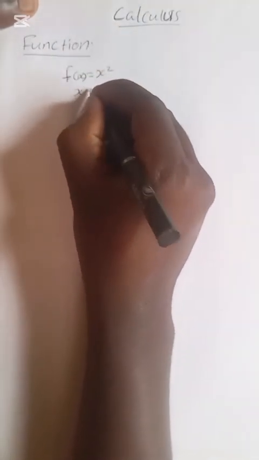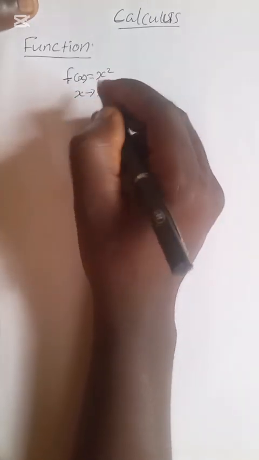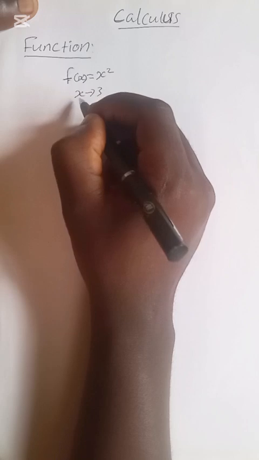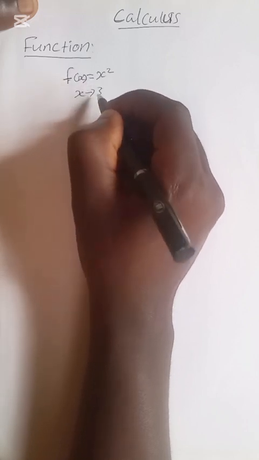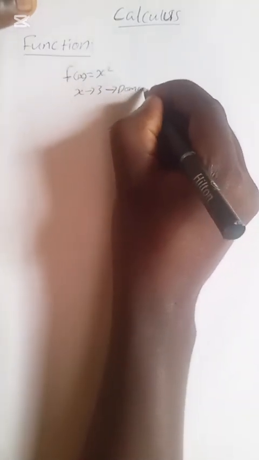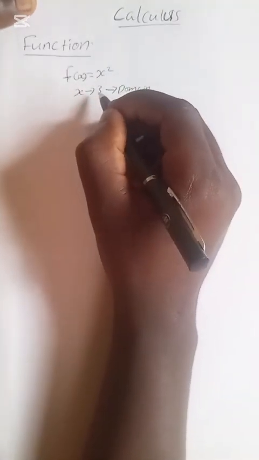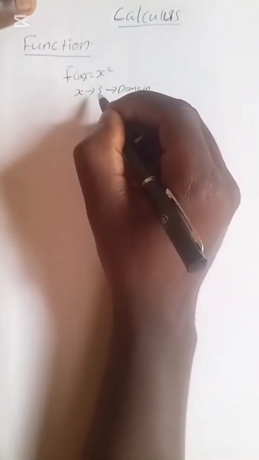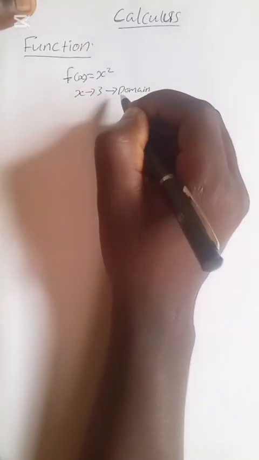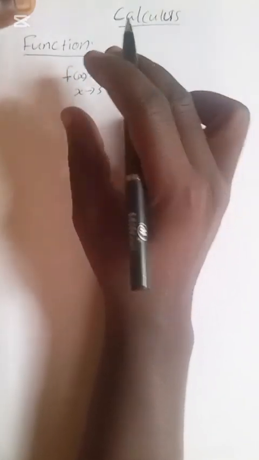When they say x is equal to 3 or x tends to 3, they mean the value of x here is 3. This value of x is what we call the domain, anyhow we call it. Now, you see that we have the value of x, which is 3. This value of x means the input in this function.